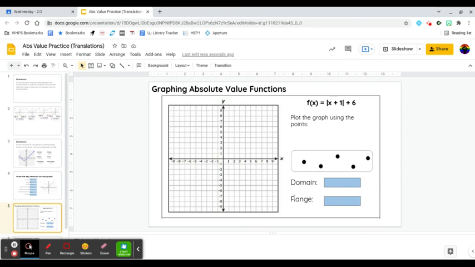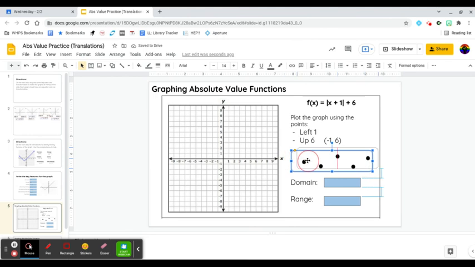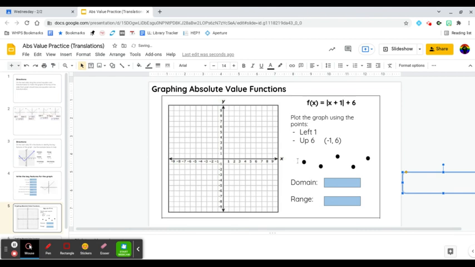This next one wants us to graph. We're going to start by plotting the vertex first. Since it says +1, that means this function had to go left 1 unit. And because it says plus 6 at the end, that means it had to go up 6. So our vertex is going to be at -1, 6. Let's plot that. I want to grab a point. I'll just move that out of the way. -1, 6 is right about here.